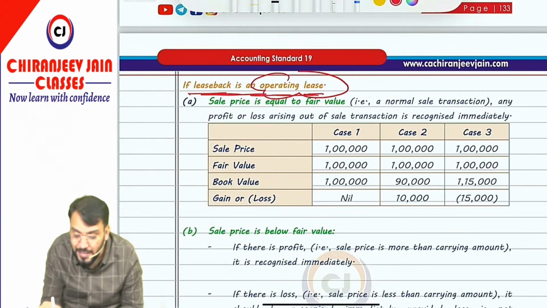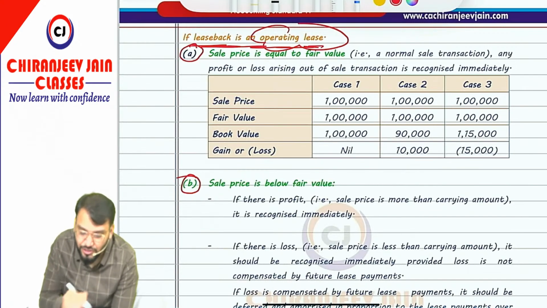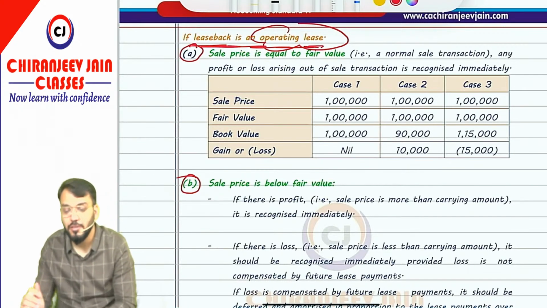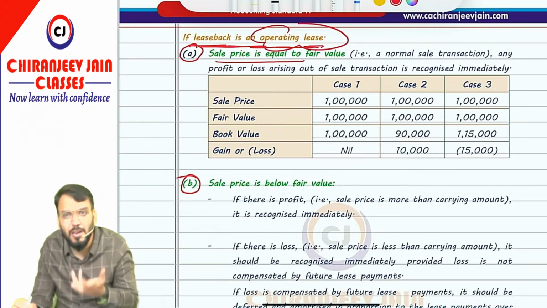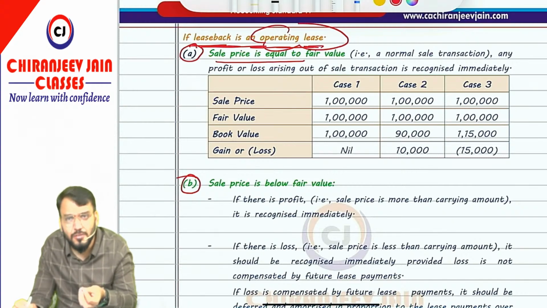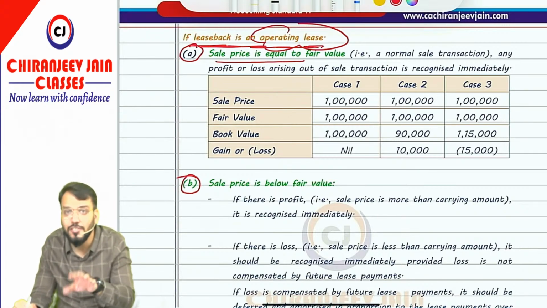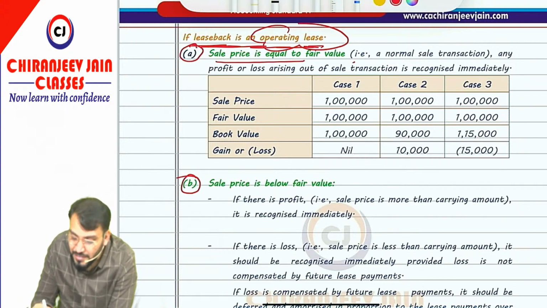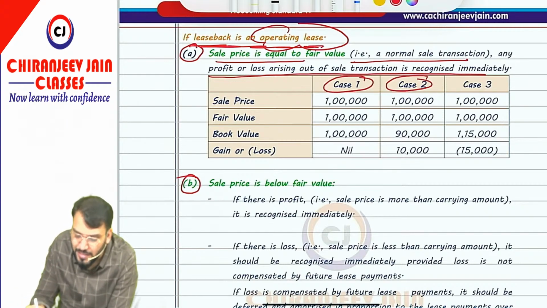If the leaseback is an operating lease, there are three situations. Let me explain these three situations. Got this point? The first situation: sale price is equal to fair value. Whenever sale price is equal to fair value, this is a normal transaction, without any adjustment. So in that case, whatever gain or loss is calculated on sale of the asset will be transferred to PL immediately. This is a normal sale transaction, and any gain or loss arising out of the sale is recognized immediately in PL. So there can be three situations: case 1, case 2, case 3.